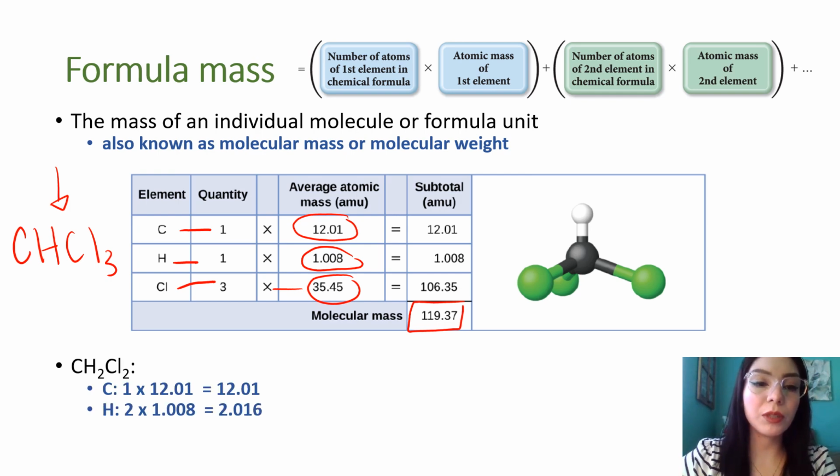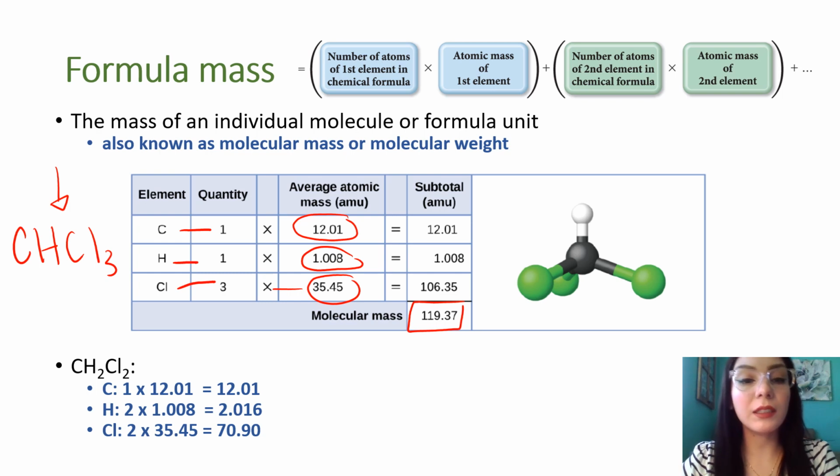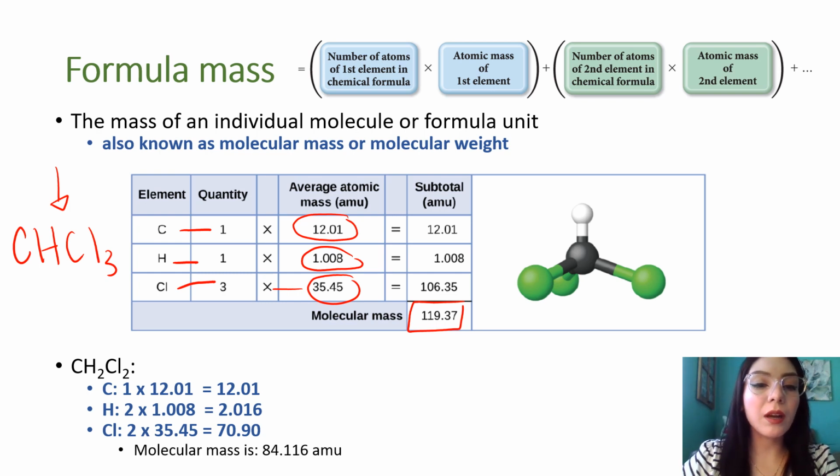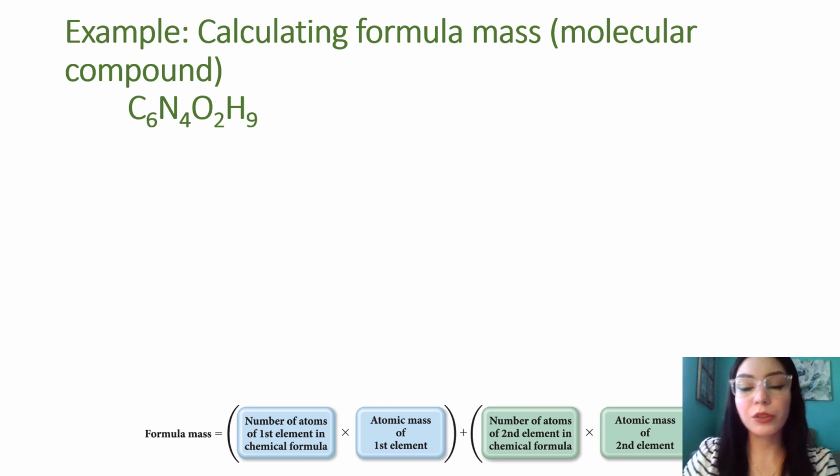Just to show you another example, here we have CH2Cl2. It's slightly different from the one above, but overall, when we add up the mass, we get 84.116 AMU.